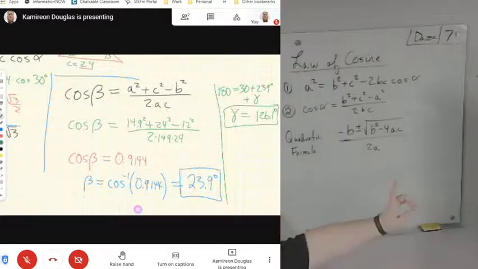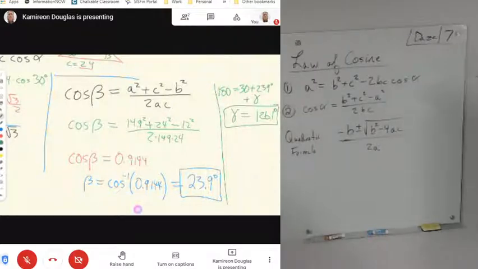We also found cosine of beta directly using the law of cosine. If we had done cosine of gamma, we would have gotten 126.1 or very close to it. Remember, rounding errors can throw things a little off, but not much. So again, the law of cosine is the superior one when you can use it. So if possible, use the law of cosine.